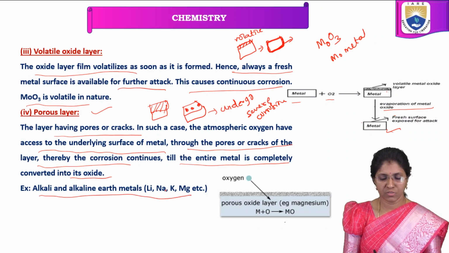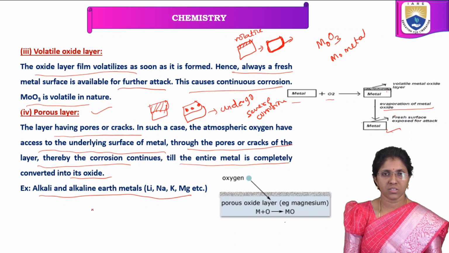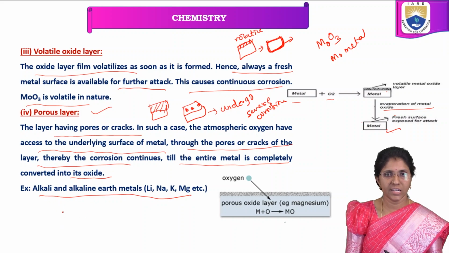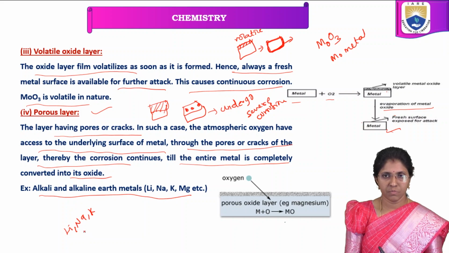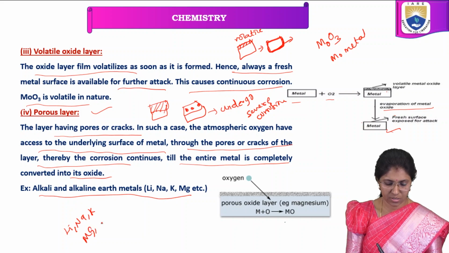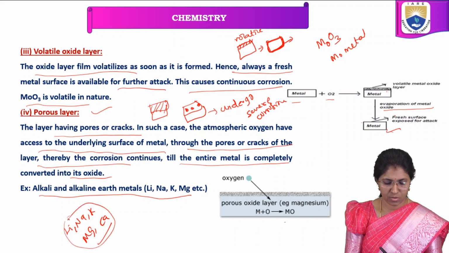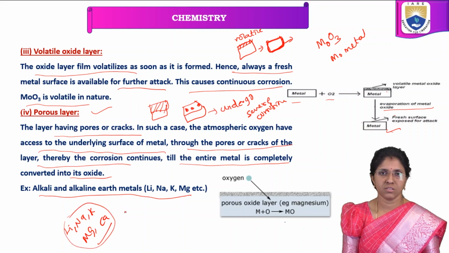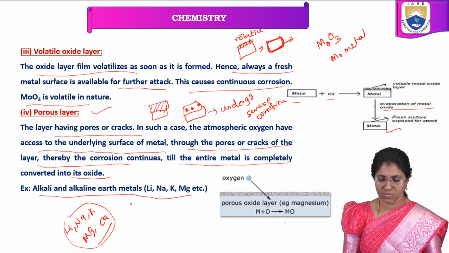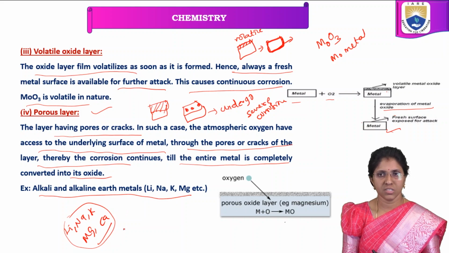Examples of this type of oxide layer are alkali and alkaline earth metals: sodium, potassium, lithium, magnesium, calcium and so on. These form porous oxide layers, so continuous corrosion takes place until the total metal is consumed.